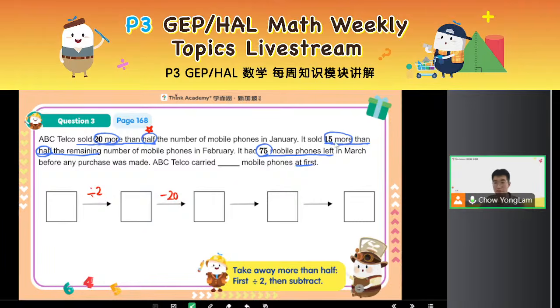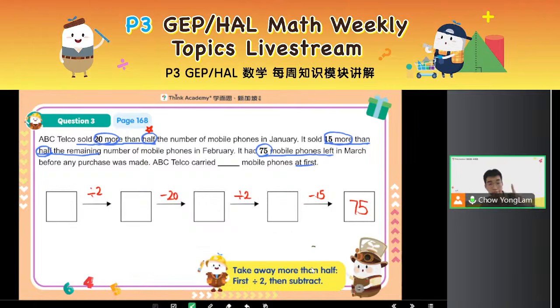Now, should I put minus 15 first or divide by 2 first? Okay, so I have to divide by 2 and then minus 15. We always sell away half and then we think, hey, is it more than or less than half? Okay, and then we have up to 75 at the end.